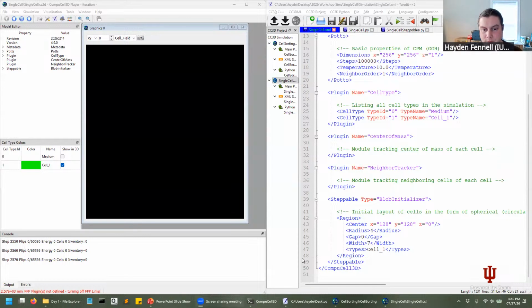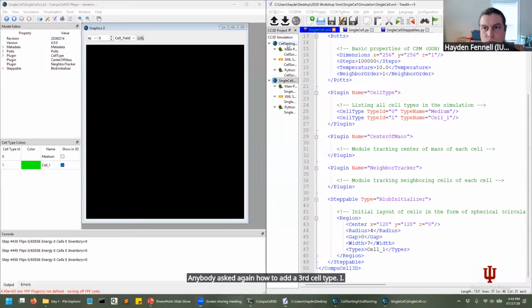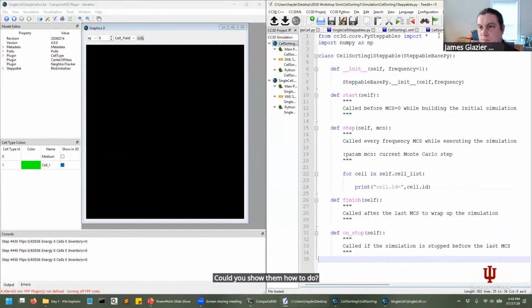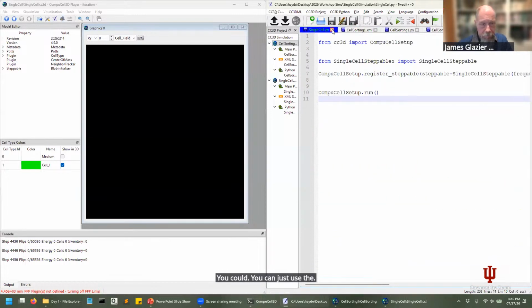Any other questions? All right, somebody asked again how to add a third cell type, I think. Could you show them how to do it in Twedit? Yeah, you can just use the code snippets to do it.